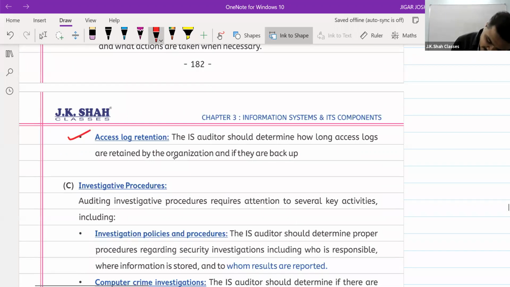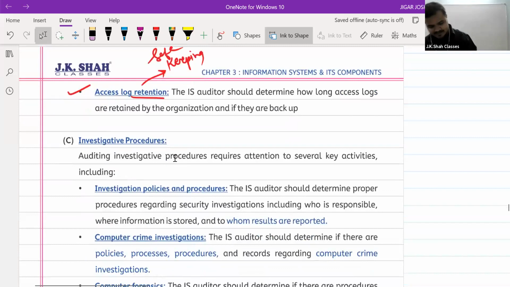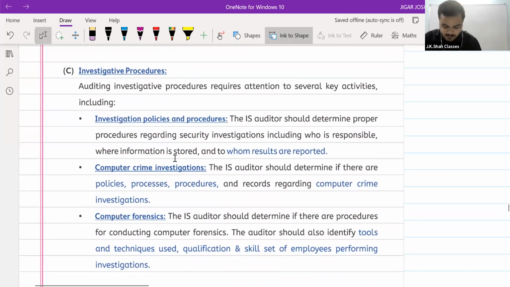Finally, log retention. Retention means safekeeping. Understood? Yes, sir. Safekeeping of these logs. These logs are required to be stored for at least 1 month, 2 months, or 3 months in a database, so that who used the computer and when they used it can be identified. Agree? Yes, sir. I would like to give you one more example. Should I? Ready to listen? Sir, anytime, sir. Please.